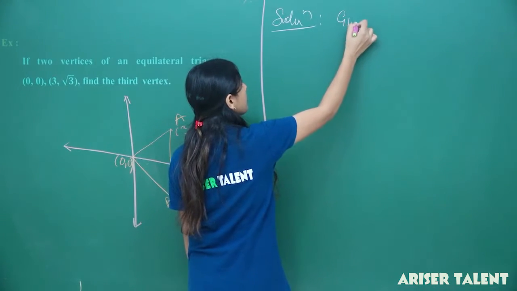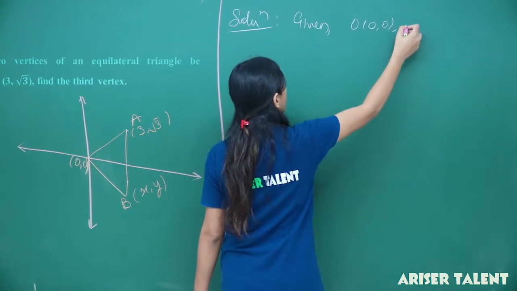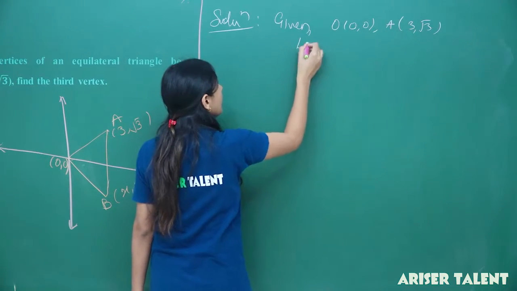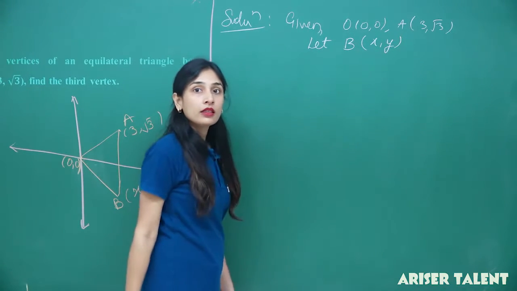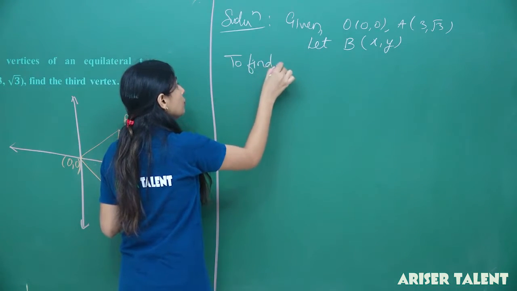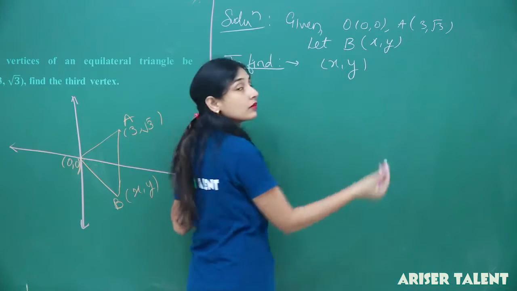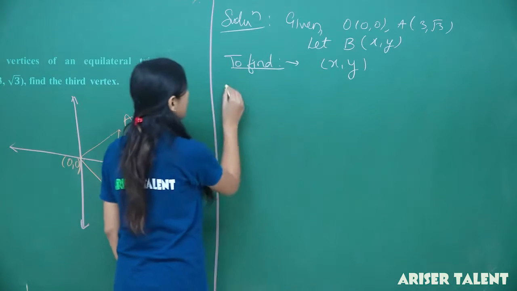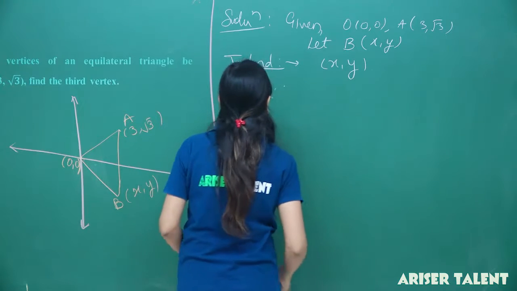Given O(0, 0), A(3, root 3), let B be (x, y). Now to find x, y, what is the ordinate and what is the abscissa? Okay, we'll talk about the solution now.